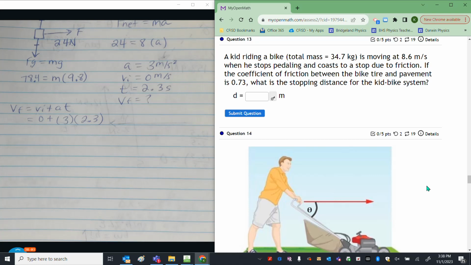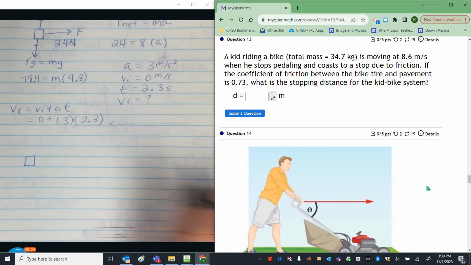Ultimately, stopping distance, that tells me right off the bat I have to use kinematic equations. But if I don't know the acceleration, I'm probably going to need to use the force information to find it. Okay, and it doesn't appear that I have that here. But if I want stopping distance, that's ultimately going to be kinematic equations. So, forces, let's look at that first.